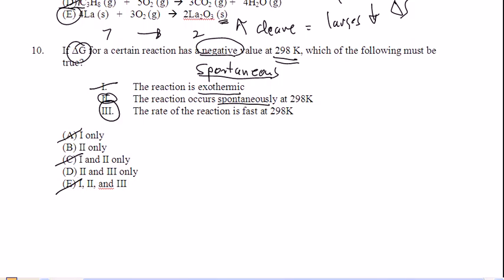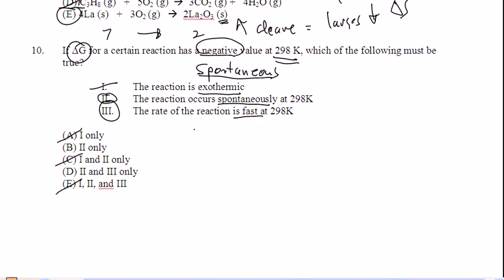This is a tricky distinction. I'm going to try and make it clear. The reaction occurs spontaneously. Would the rate of the reaction also be fast? Rate and spontaneity are not related. Spontaneity has to do with if it just happens. Rate has to do with how fast it is.